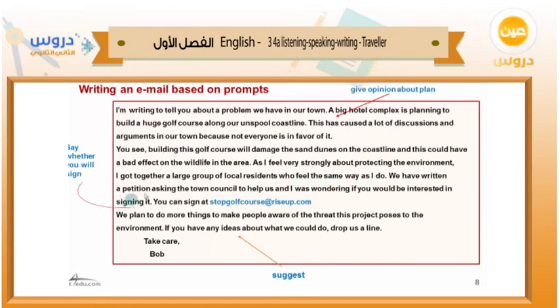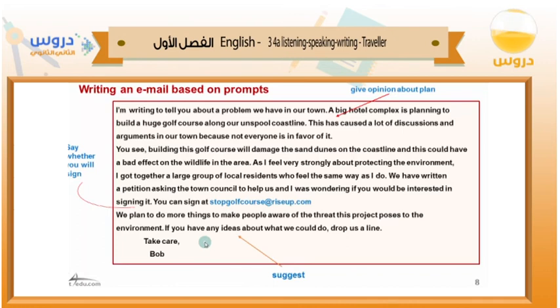We have written a petition asking the town council to help us, and I was wondering if you would be interested in signing it. You can sign it at stopgolfcourse@riseup.com. We plan to do more things to make people aware of the threat this project poses to the environment. If you have any ideas about what we could do, drop us a line. Take care, Bob.